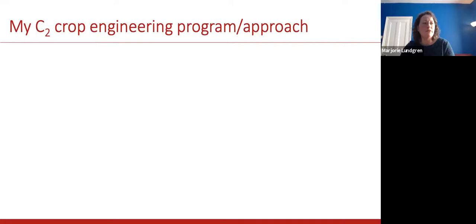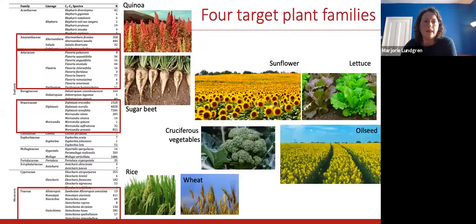Okay, so I think I have about 5 to 7 minutes. I'm going to go over my crop engineering program and what I'm planning to do. The first step was picking crops that I want to work with. So I am targeting 4 plant families to work on. I picked these specifically because they're important crops, but they're also in families where we know C2 photosynthesis has evolved in the past.